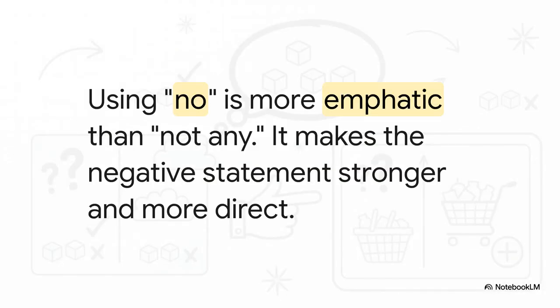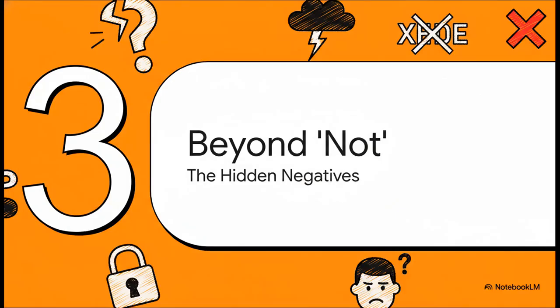And that's the key takeaway. While not any is pretty neutral, using no adds a real punch. It makes the negative statement feel stronger, more direct. It's the difference between just stating a fact and really trying to drive a point home. So we've got it. Any works with not, and it works in questions.